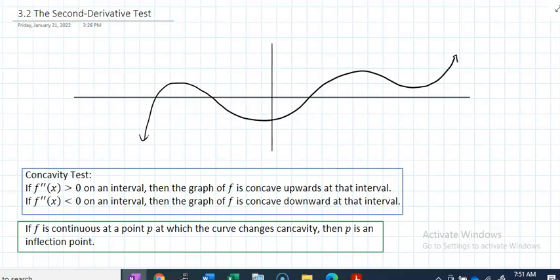3.2 talks about the second derivative test. The second derivative test talks about the concavity of the curve y equals f of x.